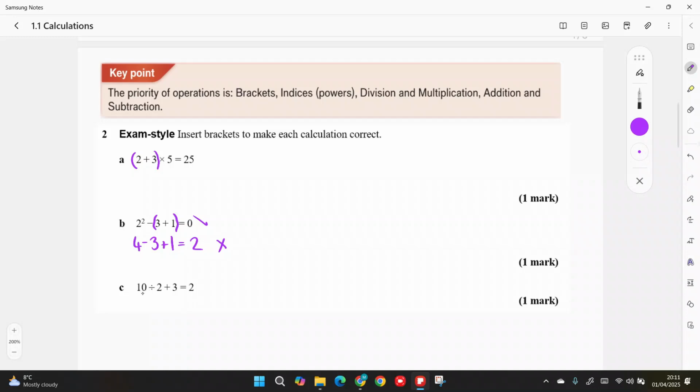The final one, we have 10 divided by 2 plus 3 equals 2. Well, 10 divided by 2 is 5. If I added 3 to that, I'd get 8. So we can think, right, 10 divided by something would give me 2. So if I insert the brackets here, I would then have 10 divided by 5, and then, of course, that does equal 2.